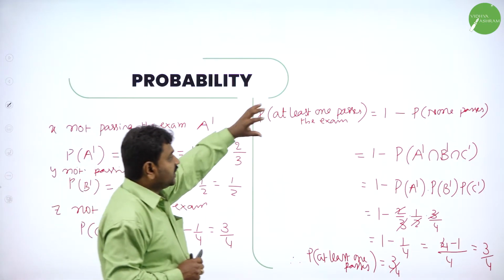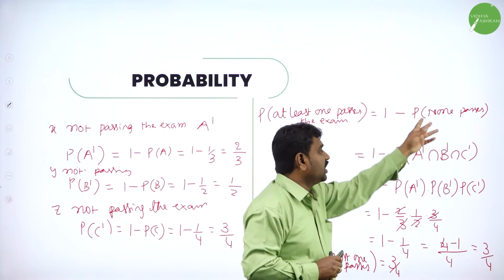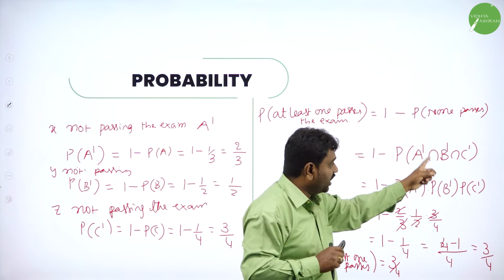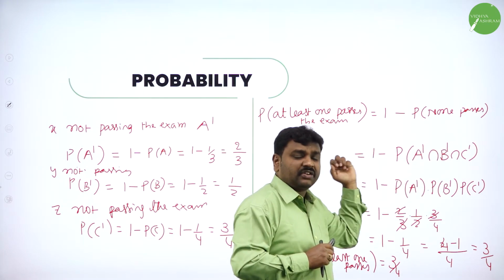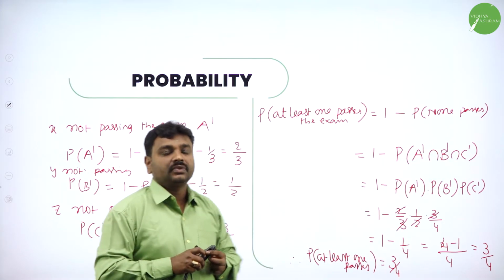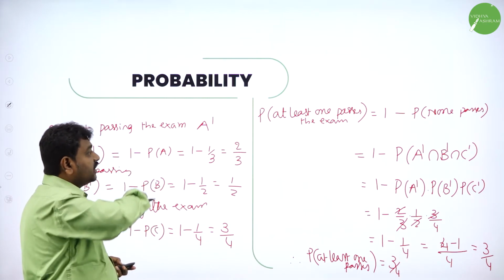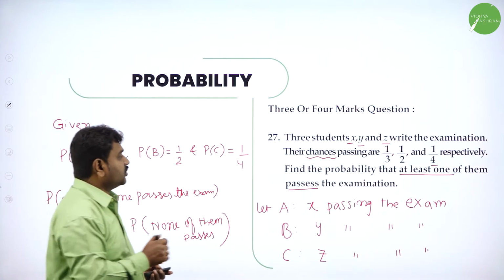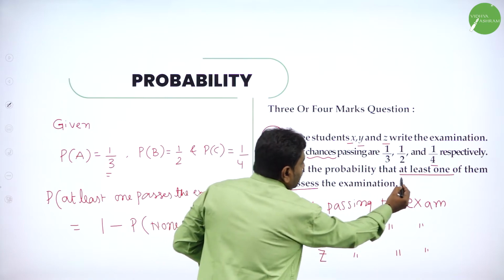Here at least one passing means 1 minus the probability of no one passes the exam. None pass the exam means the probability of A not passing the exam and B not passing the exam and C not passing the exam. So in total probability, if you remove no one passes the exam, you'll get at least one. That is the logic I told you. So reading, understanding what we want and converting it into a formula is important. Here we do not have a ready-made formula in probability. So first we have to understand problem 27. They want at least one. At least one means what?